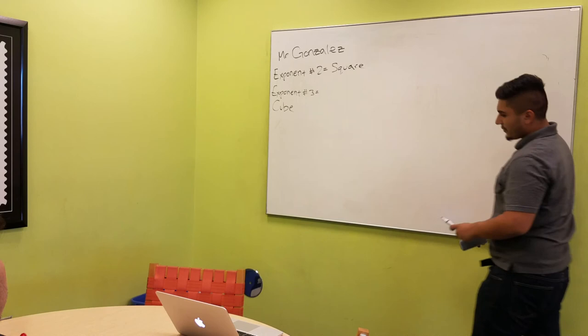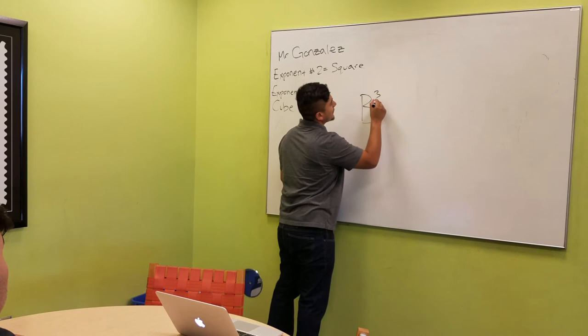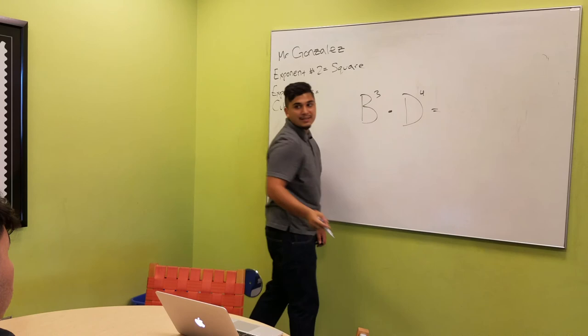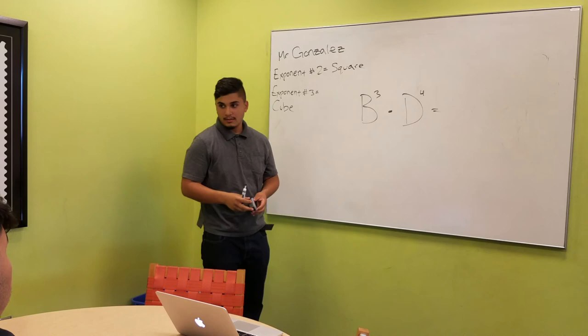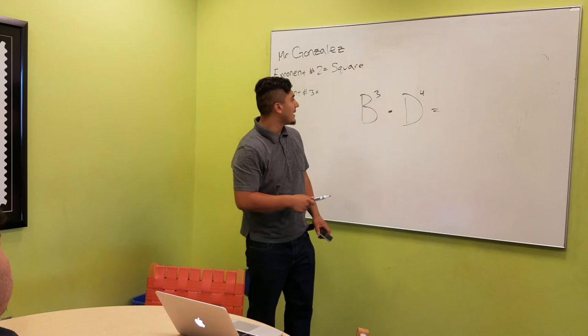Let's do another one. Like I said, this can be applied to letters and numbers. Let's say we have B to the power of 3 times D to the power of 4. What would the answer be? You can't do much with it. Why? Because they're two different variables. That's exactly right. When they're different, you can't mix them.